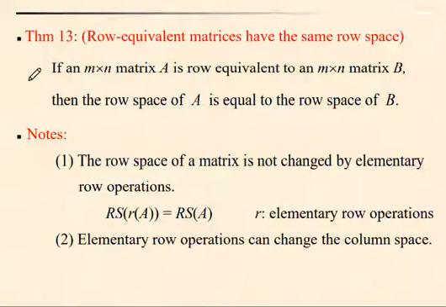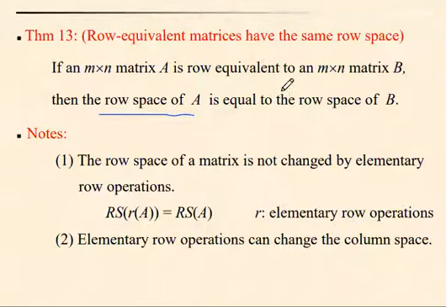Let's dive into this theorem. A is a matrix of dimension m by n, and it is row equivalent to the matrix B of the same dimension. Then the row space of A is equal to the row space of B. So if A is row equivalent to B, these two matrices have the same row space.